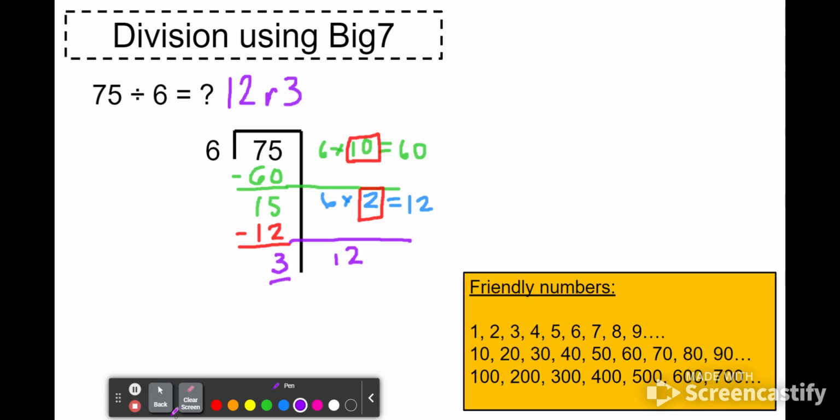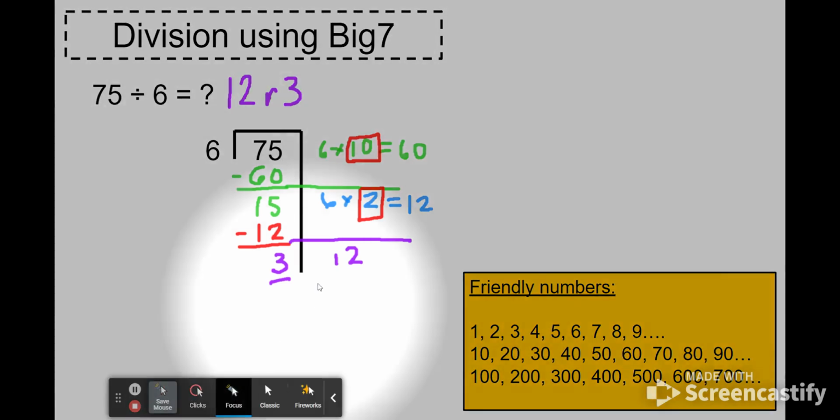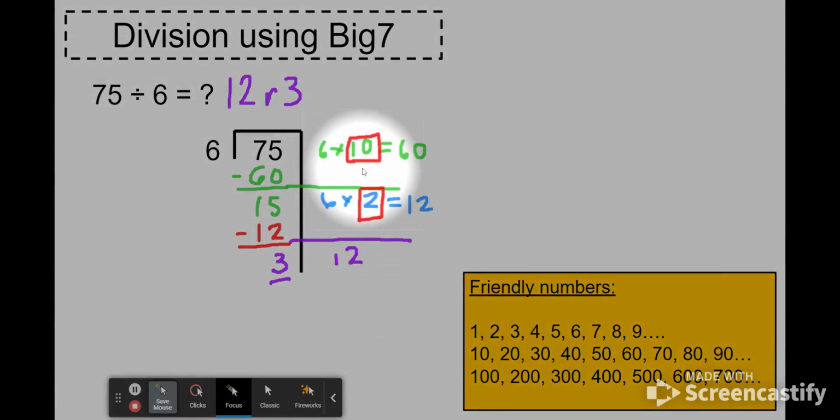I also wanted to bring attention to these over here. These are partial products over on this side. These are the parts, and they're also products, which is why they're called partial products. They're not whole products. They are part of this right here. So we've got 10 and 2 being partial products.